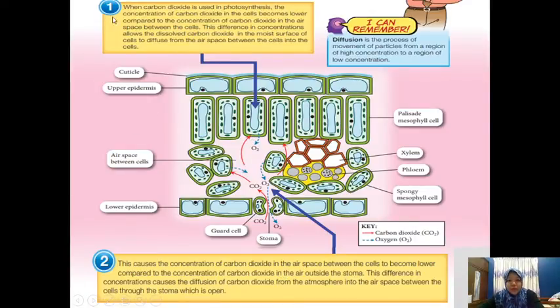So we go to this diagram about the diffusion of gas in plants. Okay, first one. When carbon dioxide is used in photosynthesis, we already know that photosynthesis uses the carbon dioxide. So the concentration of carbon dioxide in the cells becomes lower compared to the concentration of carbon dioxide in the air space between the cells. So this difference in concentration allows the dissolved carbon dioxide in the moist surface of cells to diffuse from the air space between the cells into the cells.